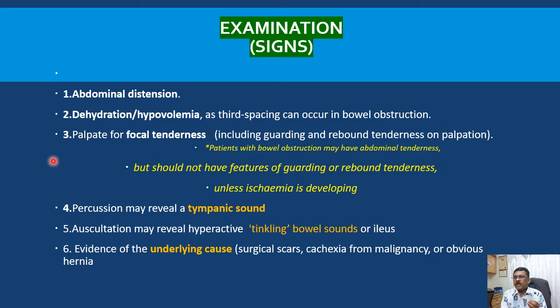It must be remembered that patients with bowel obstruction may have mild abdominal tenderness because of the intestinal distension. But features of guarding and rebound tenderness are uncommon; these are more indicative of ischemia developing in the obstructed segment. So these are very, very important signs that you must look for in a patient with intestinal obstruction.